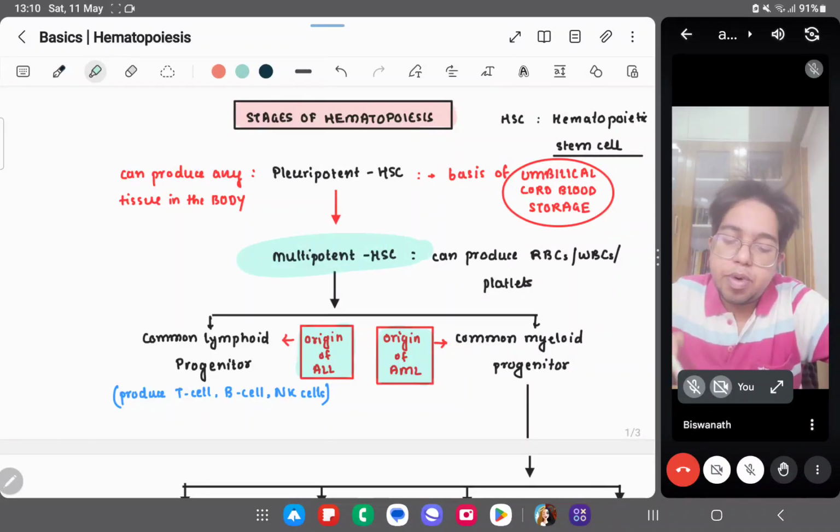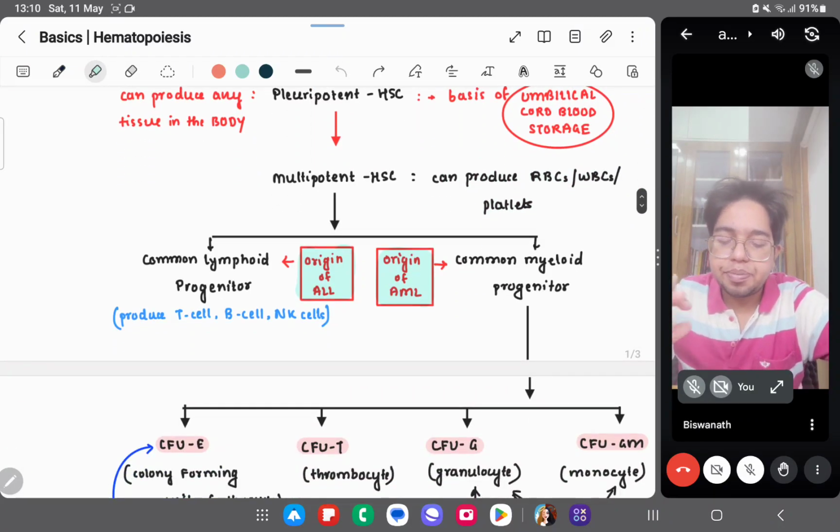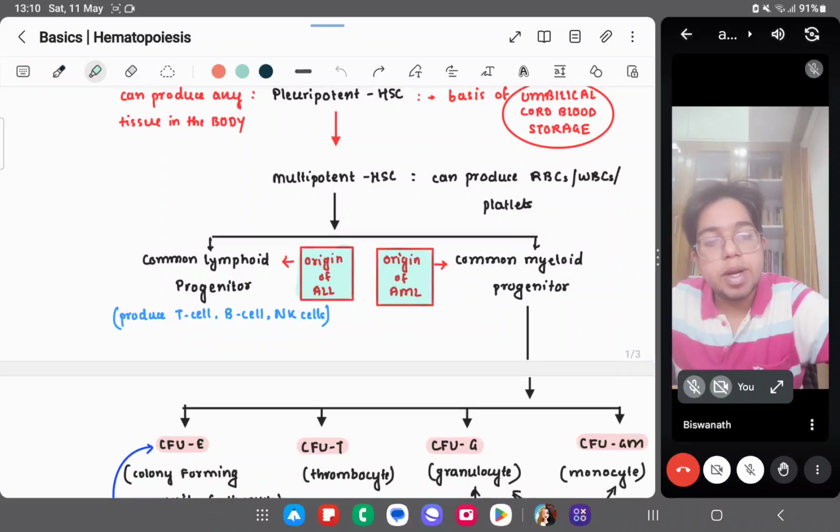Then we have the pluripotent stem cell differentiating into a multipotent hematopoietic stem cell that can produce RBC, WBC, and platelets. It will divide into two: one is the common lymphoid progenitor, one is the common myeloid progenitor.